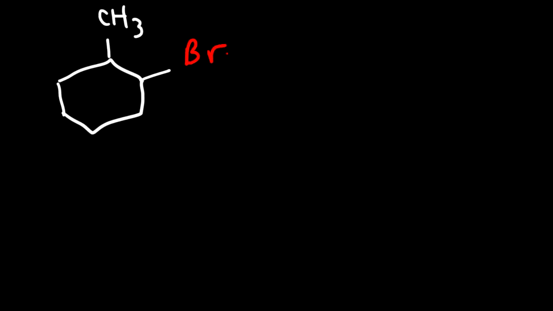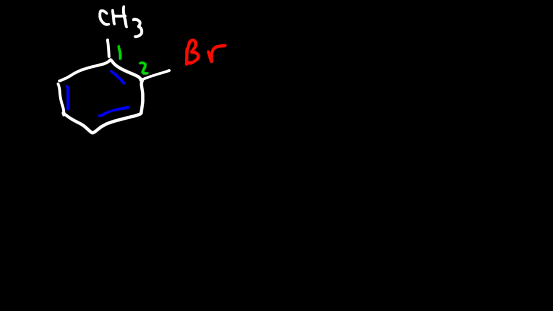Now let's move on to our next example. So now we have two different groups attached to a benzene ring. So how can we name this compound? Well, first we need to identify the parent name. We know that a benzene ring plus a methyl group is called toluene. And so that's going to be the parent name.